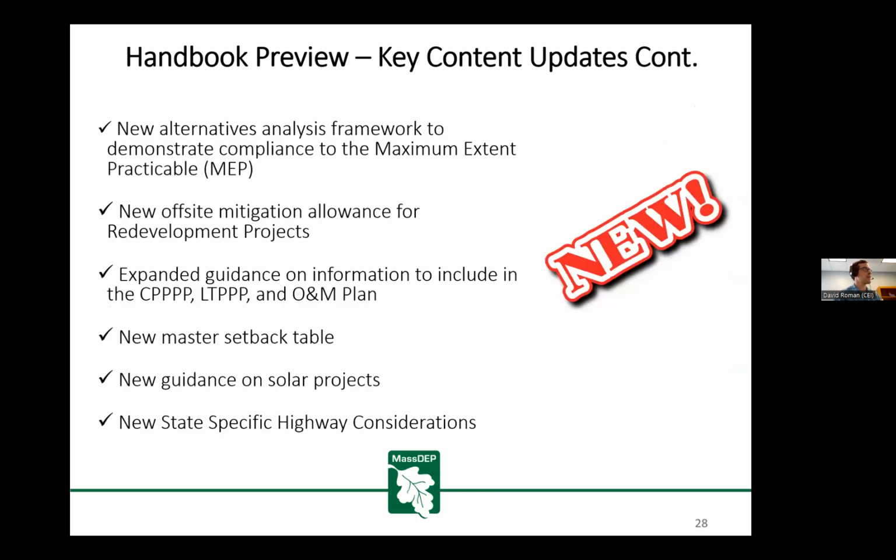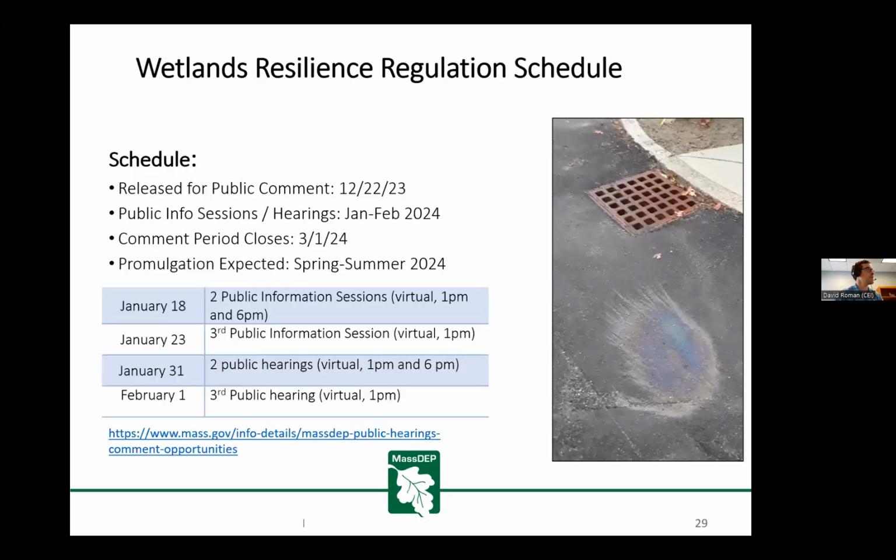And just a couple other things. There's a new alternatives analysis framework. Offsite mitigation has been added for Standard 7. There's more information about how to do some of the required plans, like the construction plan and the O&M plan, a new setback table, more information on solar projects, and a chapter on highway. And with that, I'll hand it over to Lisa.